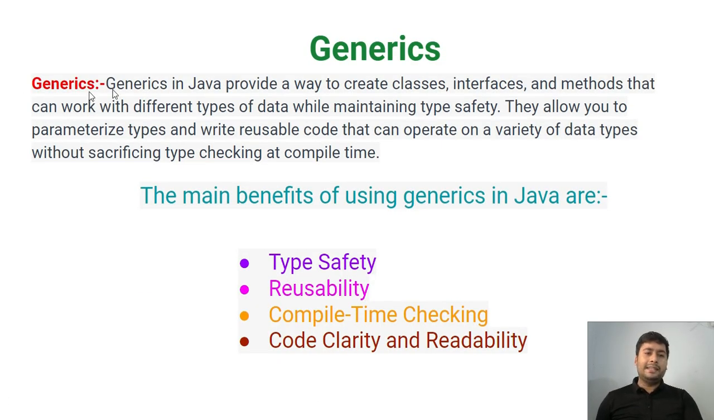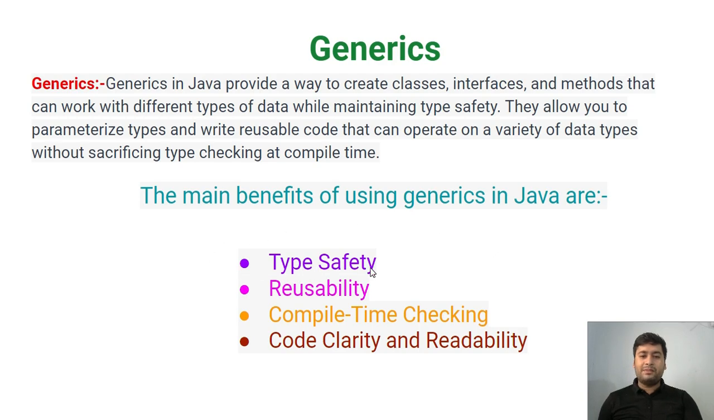So what is generics? Generics in Java provide a way to create classes, interfaces and methods that can work with different types of data while maintaining type safety. They allow you to parameterize types and write reusable code that can operate on different data types without sacrificing type checking at compile time. The main benefit of using generic types in Java is type safety. So what is type safety?